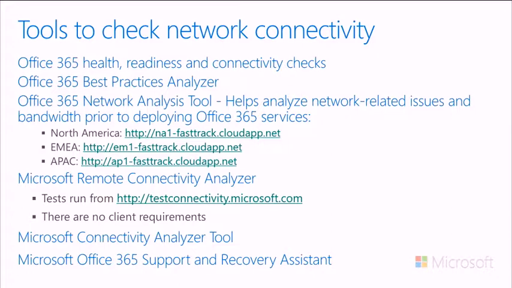There's also the Best Practice Analyzer tool that allows you to check if you implemented the best practices correctly in your environment. And we have the Network Analysis tool. So there are 3 URLs depending on where you are in the world. You want to connect to those places so that you can verify that you have the right bandwidth and network connectivity to connect to Office 365 services. So these tools will check what bandwidth is available.